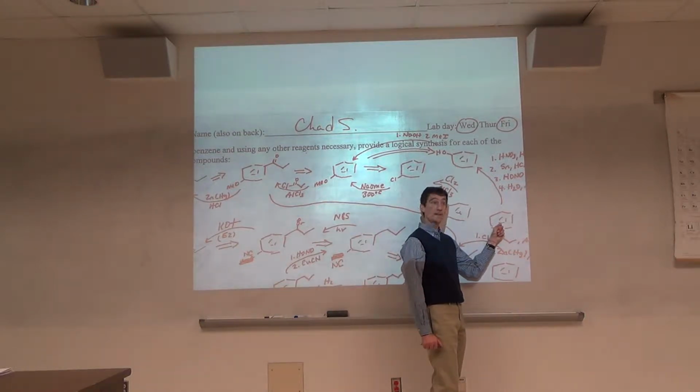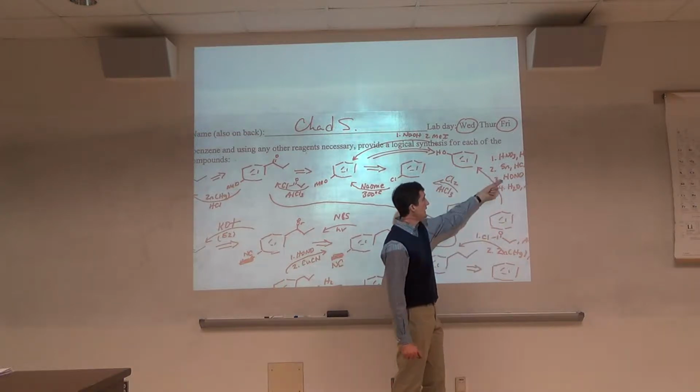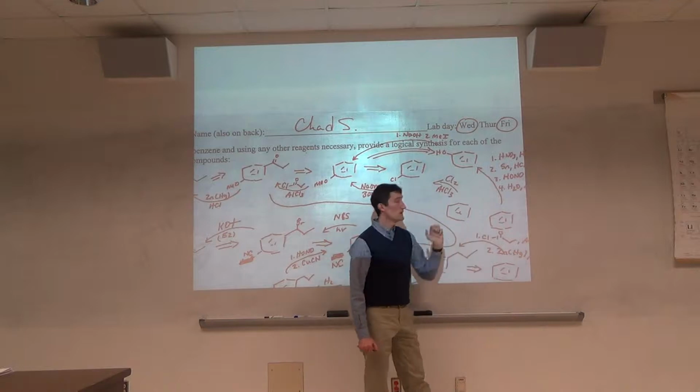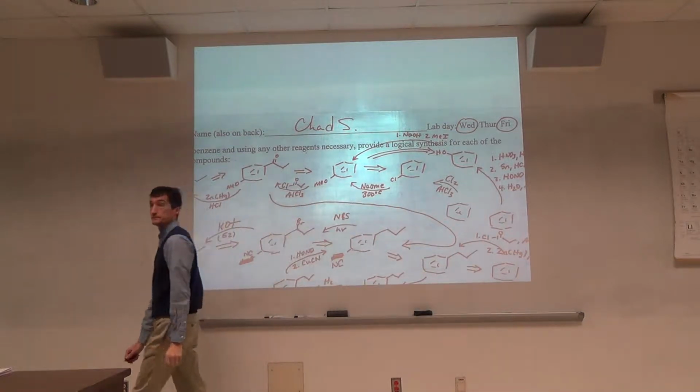You got to get the amine. Well, how do you make the amine? You make it from the nitro. Well, how do you make the nitro? So you got to nitrate, you got to reduce it to the amine, then you do the diazonium with nitrous acid, and then what do you react the diazonium with? It's basically just H3O+.